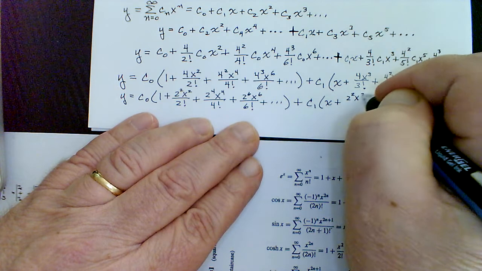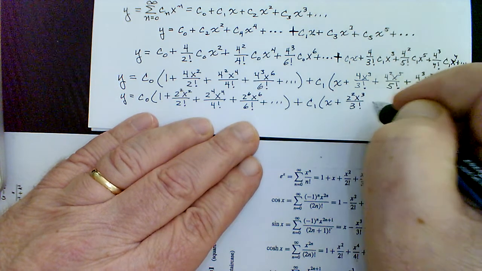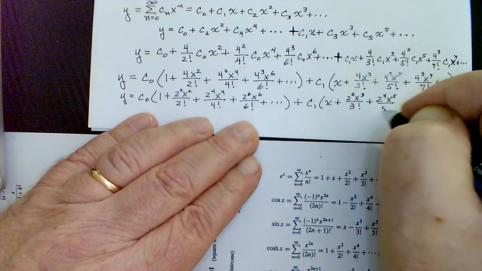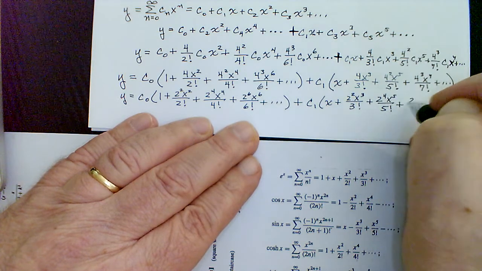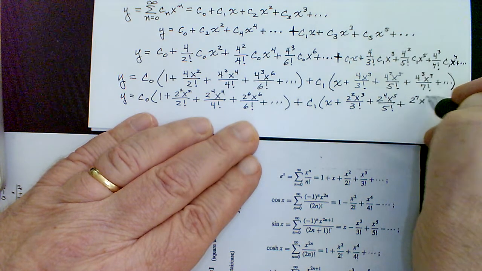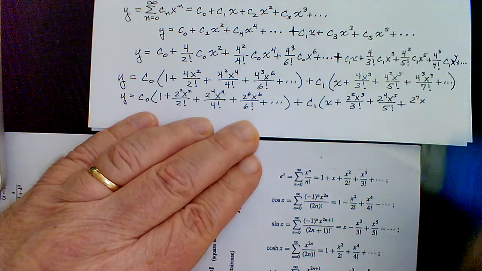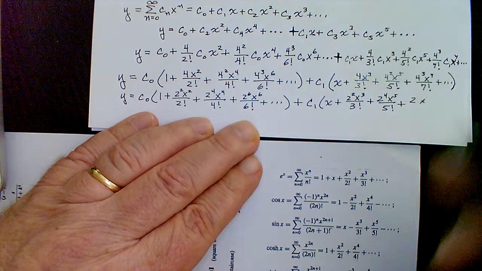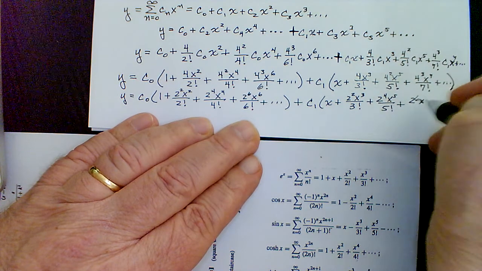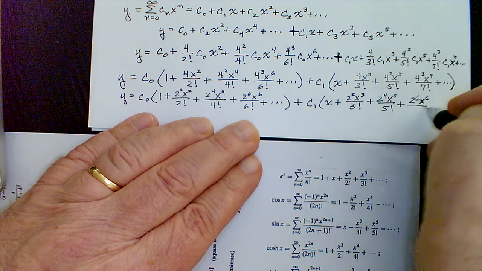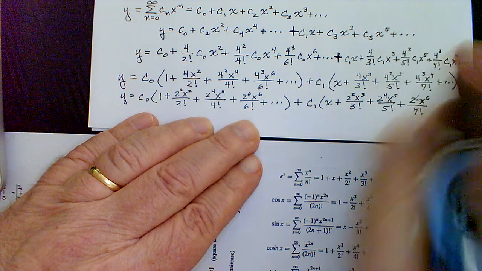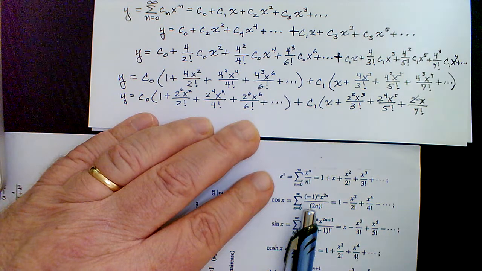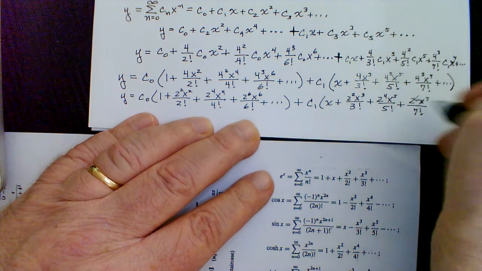This would be 2 squared x cubed over 3 factorial, and then plus 2 to the 4th x to the 5th over 5 factorial, plus 2 to the 6th x to the 7th over 7 factorial, and so on.